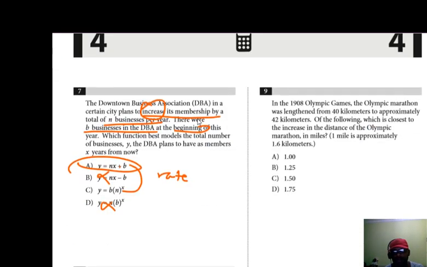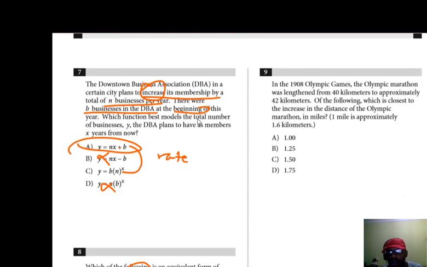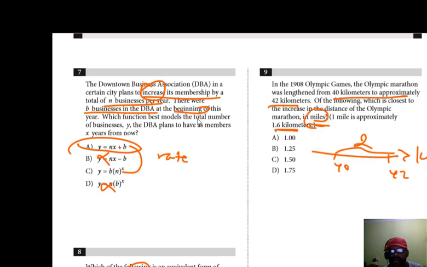Okay, so in the Olympic Games, the Olympic marathon was lengthened from this to approximately this. So it was at 40, it increased to 42 kilometer. All right, so it's increased by 2. Which of the following is close to the increase in distance of Olympic marathon in miles? 1 mile is approximately this much kilometer. This is in kilometer.